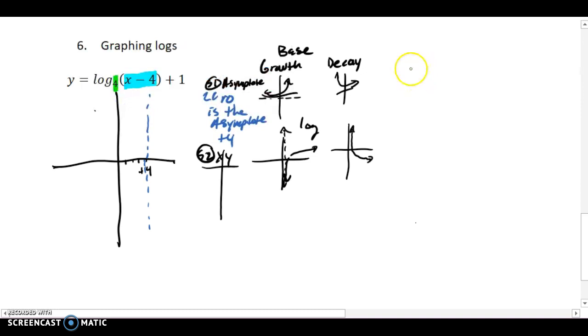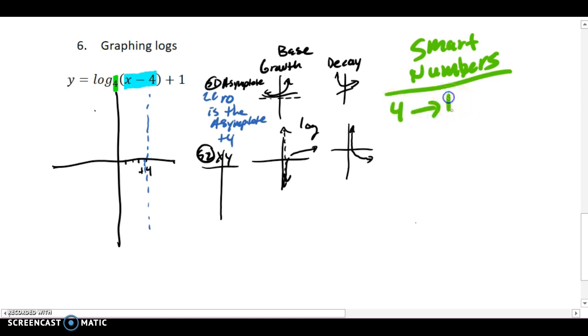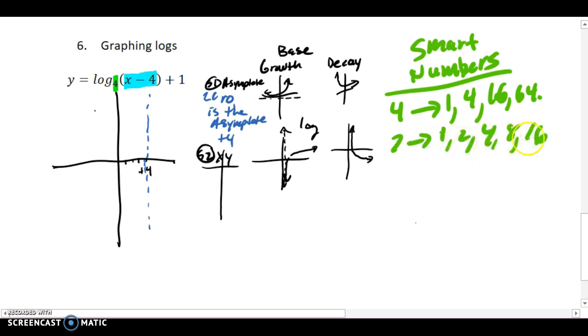So if we have a 4, we're going to just do some notes on smart numbers. So smart numbers, because logarithms are full of decimals and we don't want decimals. So if I have a 4, the smart numbers are going to be 1, 4, 16, 64. Notice we're just timesing by 4 each time. So if I have like a 2, our smart numbers are going to be 1, 2, 4, 8, 16. Notice we're just multiplying by 2 each time. So if we have 3, it's going to be 1, 3, 9, 27. Notice they just times by that number over and over again. So these are the smart numbers that we need.